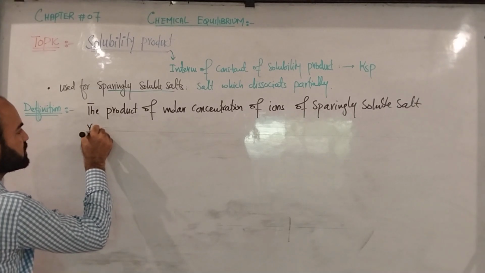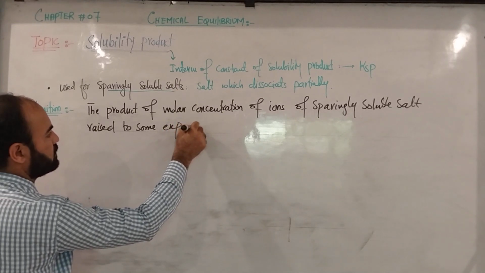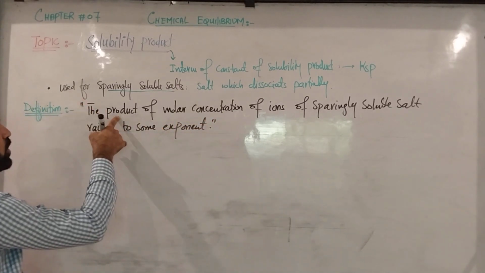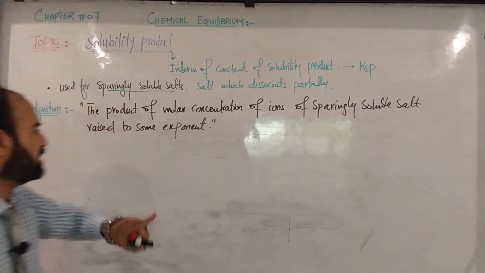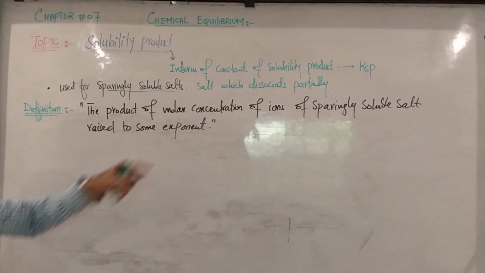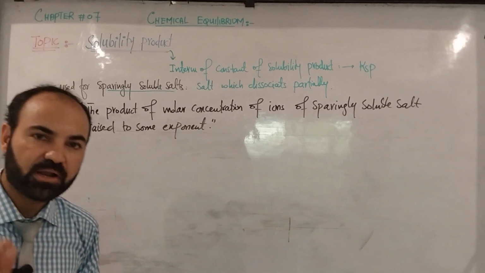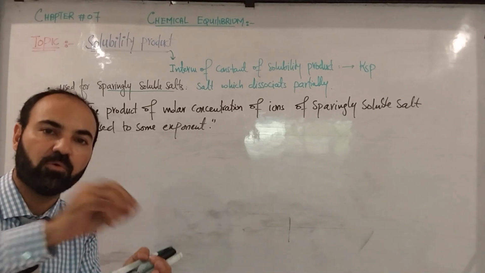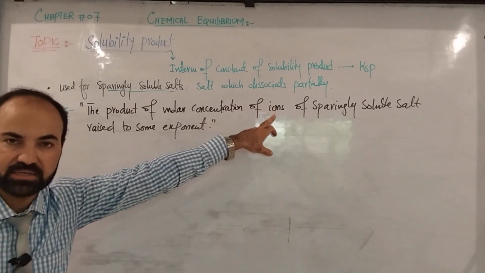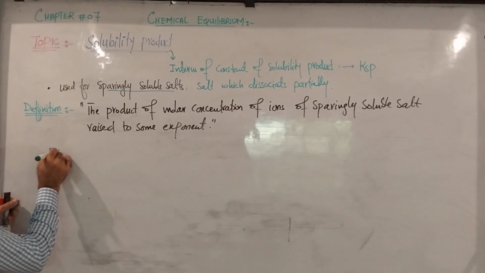raised to some exponent. That is the product, the multiplied form of the molar concentration of ions of a sparingly soluble salt raised to some power. What is the exponent? The exponent is the number of moles of the ion in the balanced chemical equation, when we put that as a power of the concentration terms of the ions of a sparingly soluble salt. I will explain this by an example.